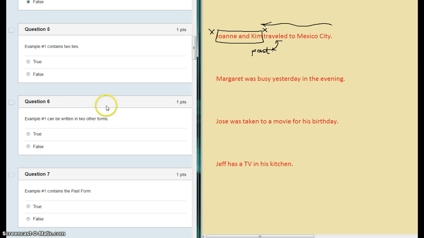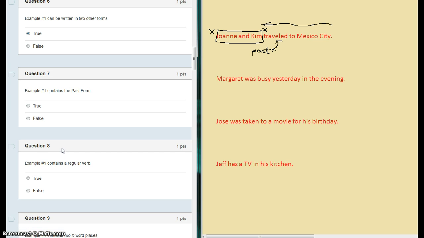Example number 1 contains two ties. False. Example number 1 can be written in two other forms. Definitely true. We can always make it negative. Joanne and Kim did not travel to Mexico City. We can always make it a yes or no question. Did Joanne and Kim travel to Mexico City?